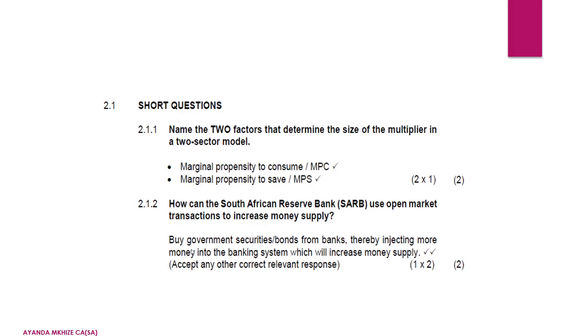And then let's see what the solution is. Buy government securities or bonds from the banks, thereby injecting more money into the banking system, which will increase the money supply. So we were correct in what we said when we looked at the question. Now let's see what we have next.